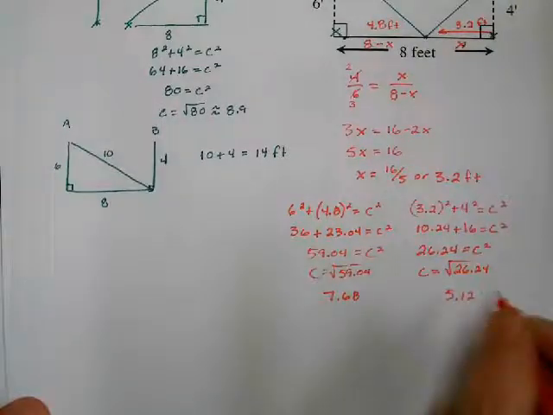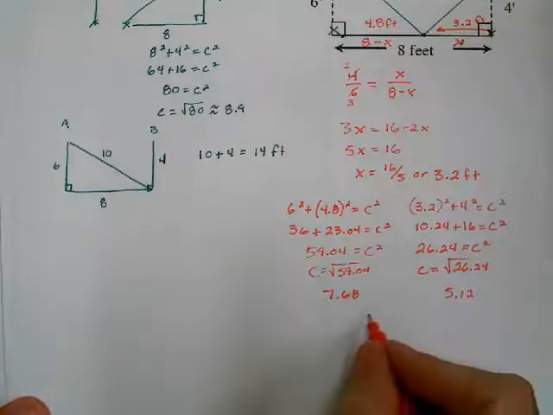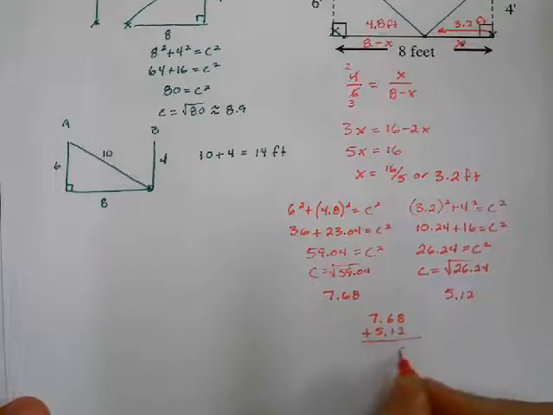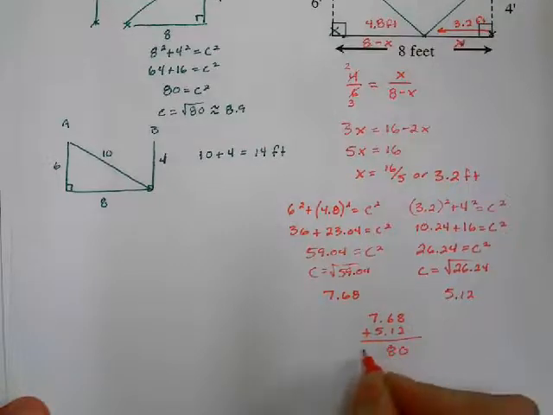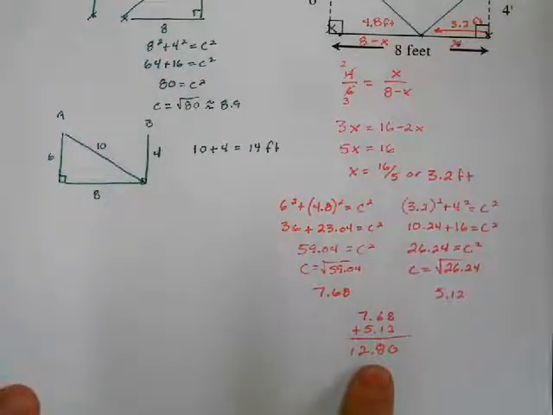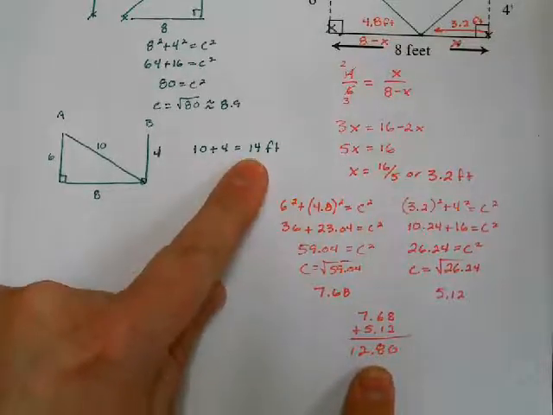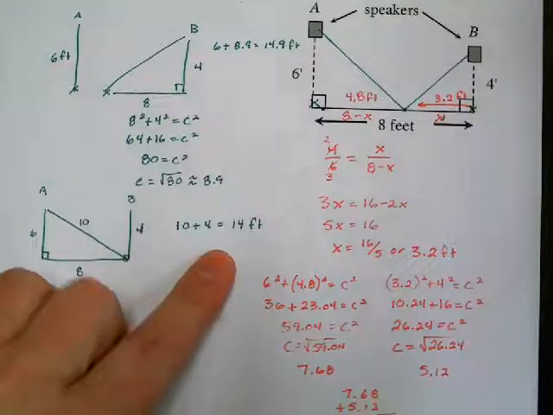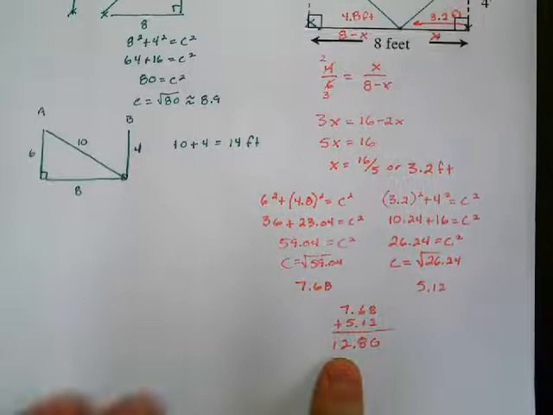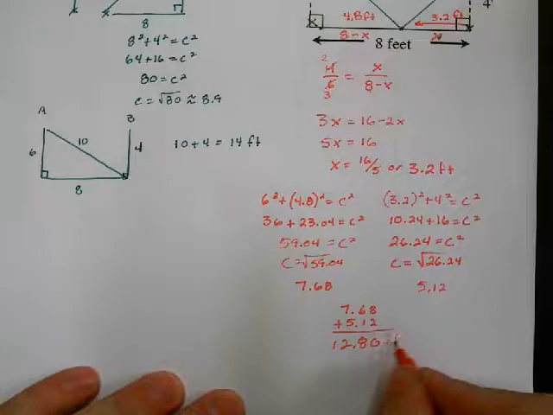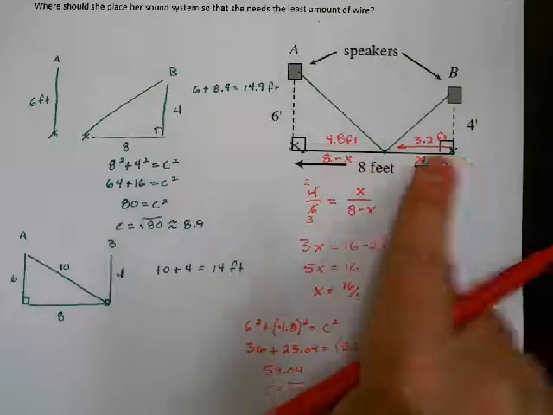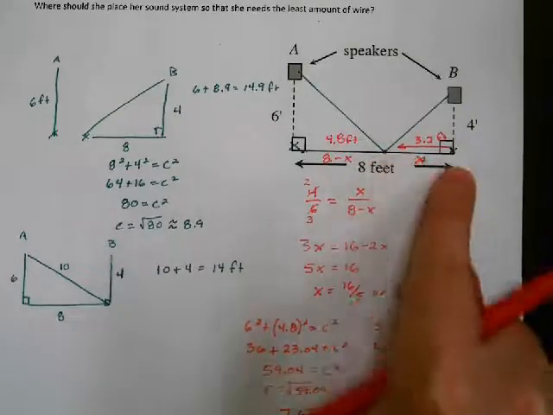Let's add those two numbers together. We saved it a little bit there. Here we said 14 feet was the best we could do, and that was better than this one because here we used 14.9 feet of wire. Here we used 14 feet of wire, and this looks like this is the best option. I could get away with doing 12.8 feet of wire if I put the sound system 3.2 feet away from the bottom of B. And there's our answer.